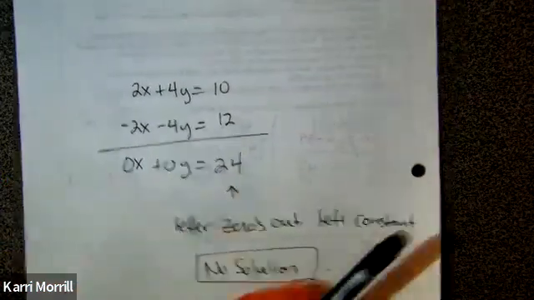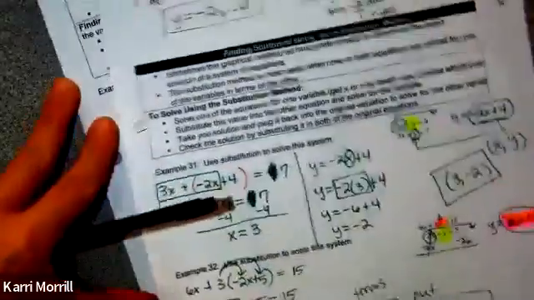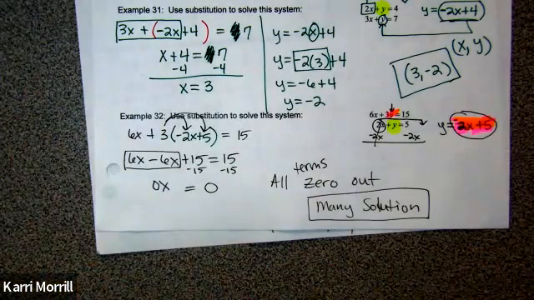But like the other one, when we were doing it with the substitution method, it can happen with either method. And if everything zeroed out, even the constant, then we would say that that was the same line. That's the only difference between those two things when you're doing it algebraically.